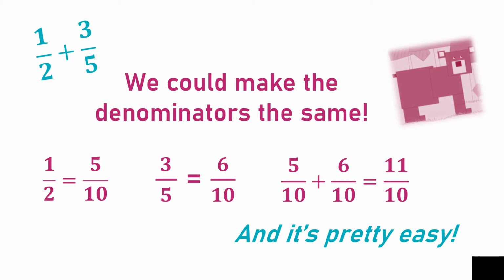Well, we can add 5/10 and 6/10 quite easily. In fact, our friend Square Bear could probably do that. He would just count them up and find that he had 11/10. So let's take a look at how we can do this.